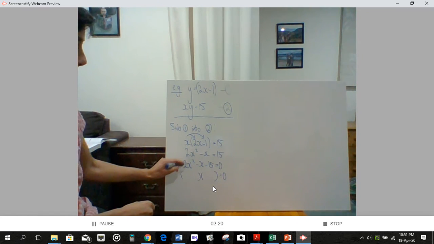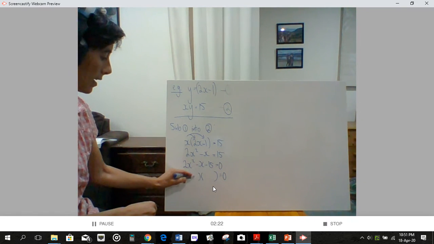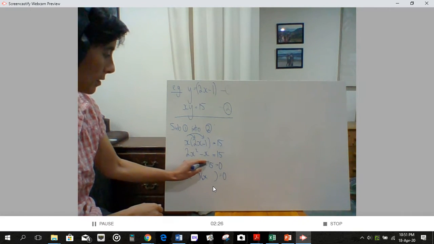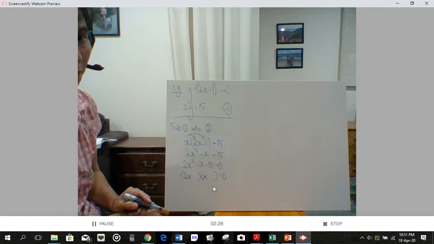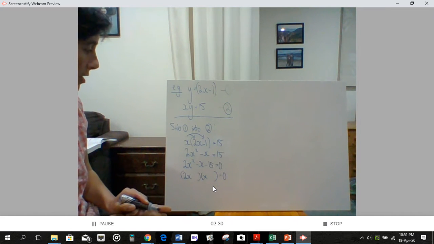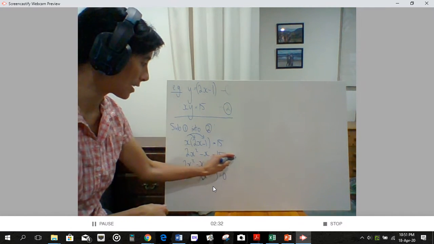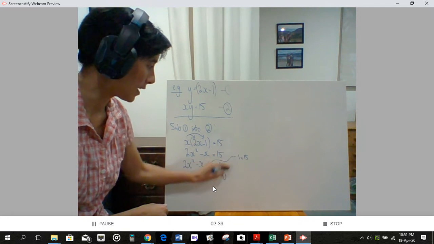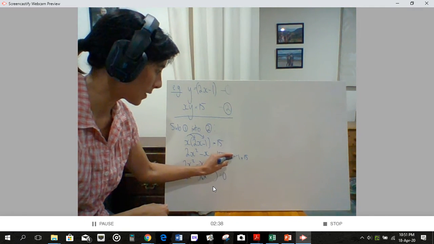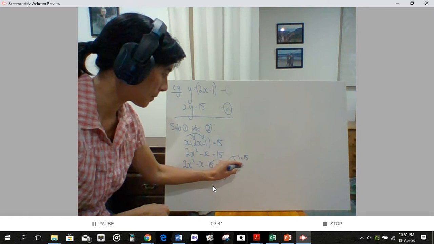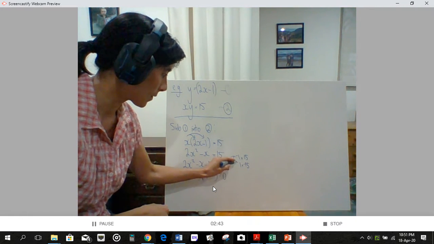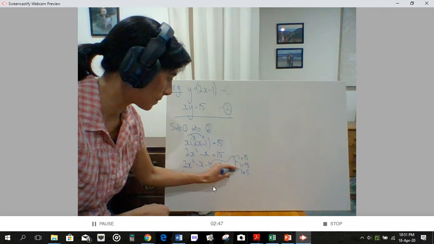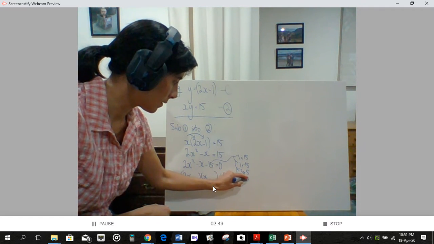So the fact that there's a 2x squared, I'd put 2x here and x here. And then I'm looking at the end number of -15. So what possible options have I got that multiply together to give -15? I've got 1 times 15, with one of them being negative and the other being positive, or 3 times 5, with one or the other being negative.